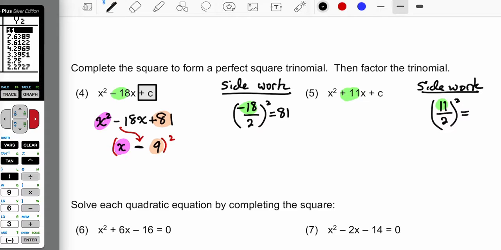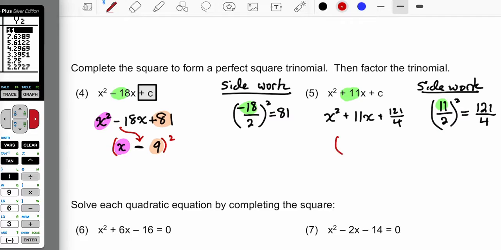(11/2) would be a decimal value, so we'll leave it as a fraction. Whenever you square a fraction, you square the top, and then you square the bottom, then you piece it back together. So 11 squared is 121. 2 squared is 4. All right. So my new trinomial is going to be x squared plus 11x plus 121/4.